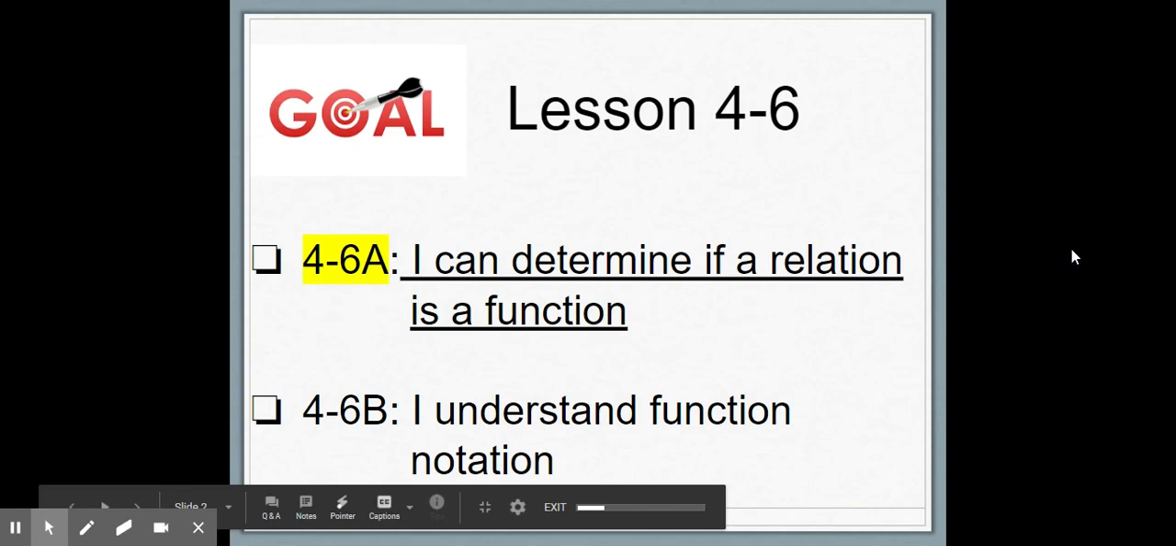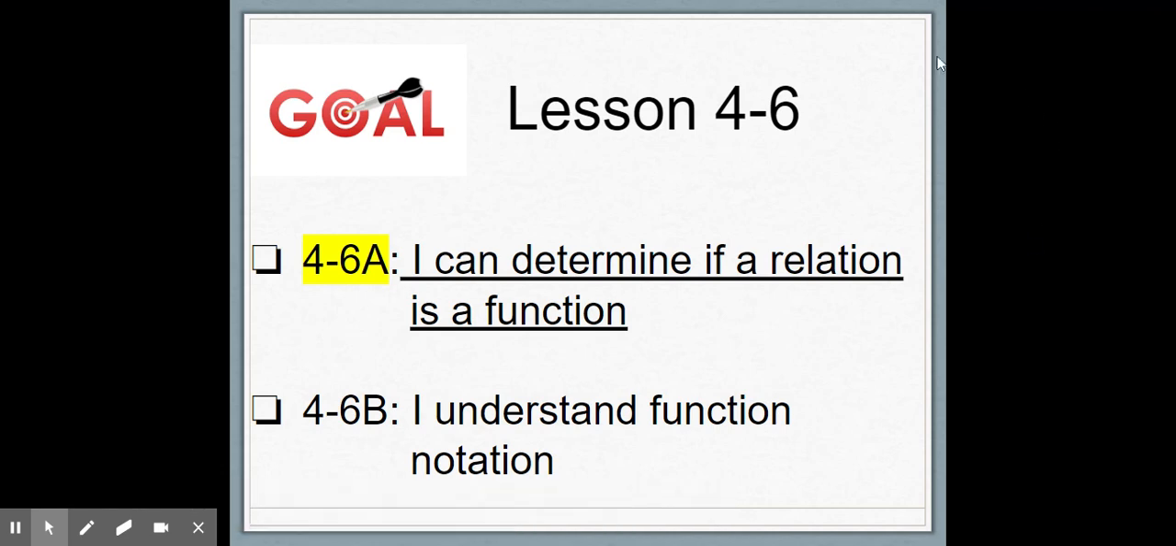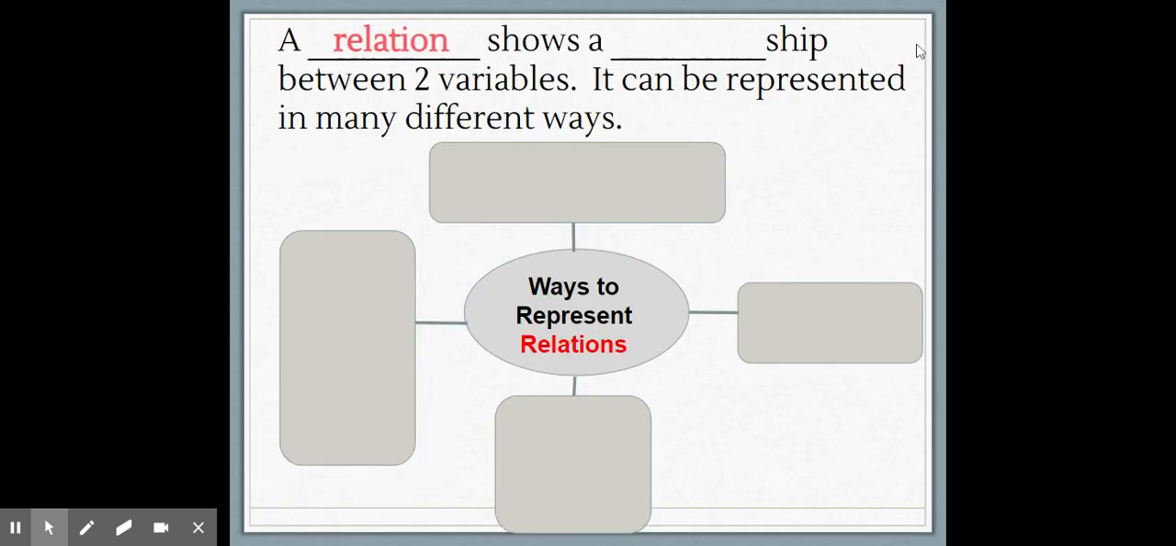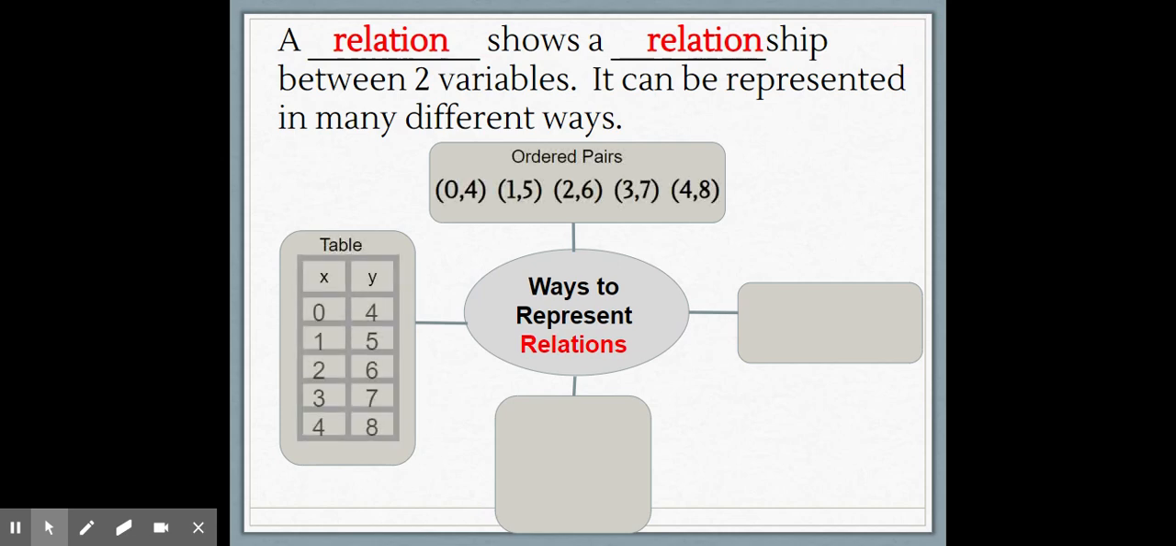Hi, and welcome to video lesson 46A, where our goal today is to be able to determine if a relation is a function. Before you can determine if a relation is a function, you need to know what a relation is. A relation shows a relationship between any two variables, the x and the y perhaps. It can be represented in many different ways: ordered pairs, a table, a graph, and also an equation.